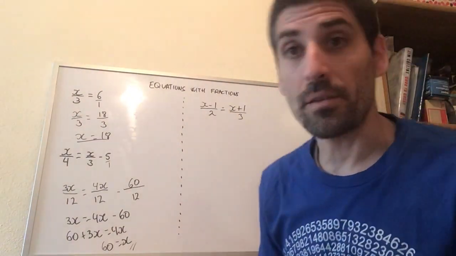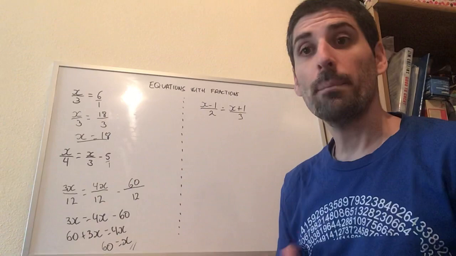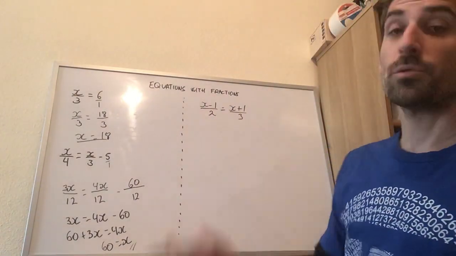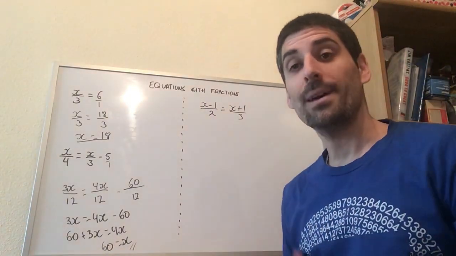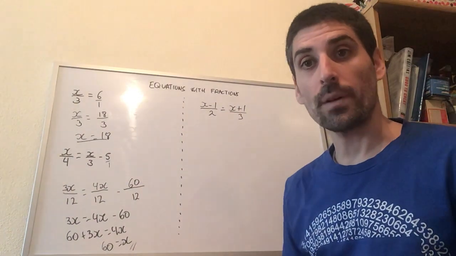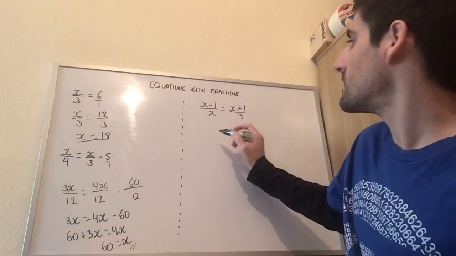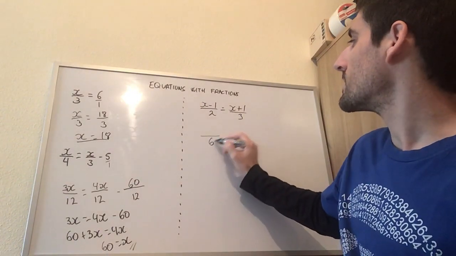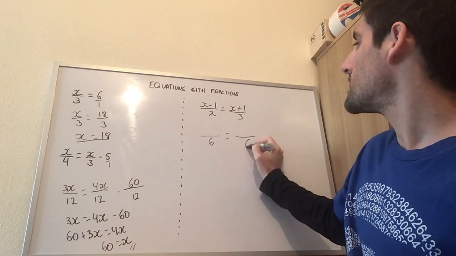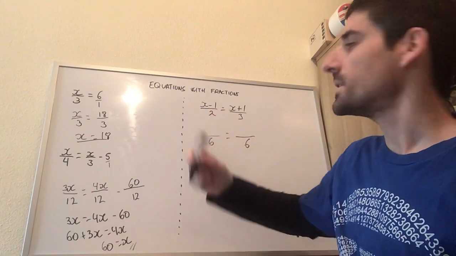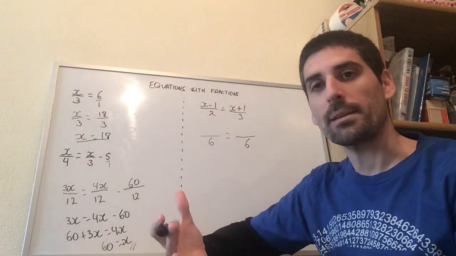Here I've got another example, just one more, but it's all the same. I've only got two fractions, a 2 and a 3. The lowest common multiple of 2 and 3 is going to be 6. So 6. How do I go from 2 to 6? I need to multiply times 3.